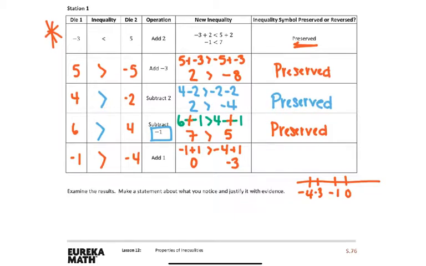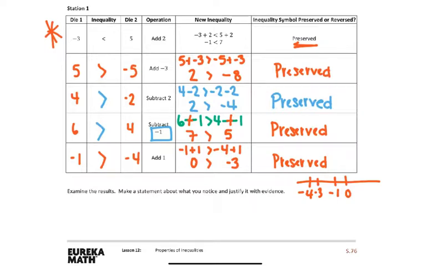So we can confidently say that 0 is greater than -3. So once again, our inequality symbol is preserved. So I want us to come down here and look at this final problem before we move on to the next table, where we look at different operations in terms of inequalities.